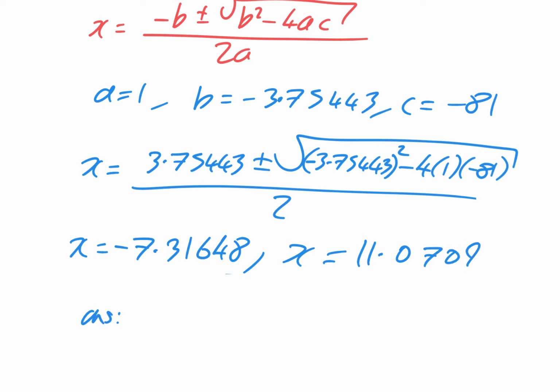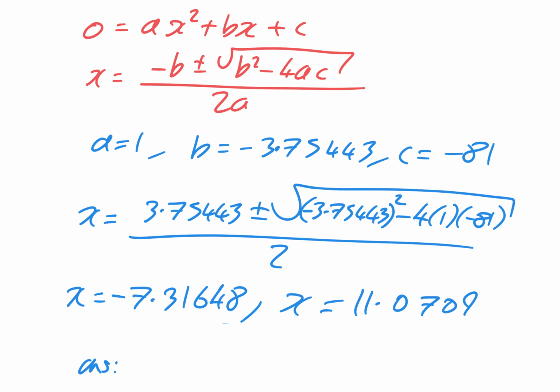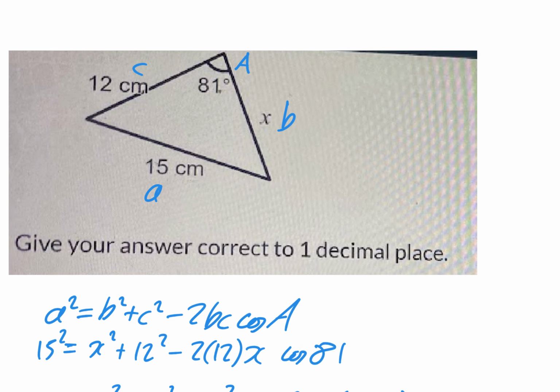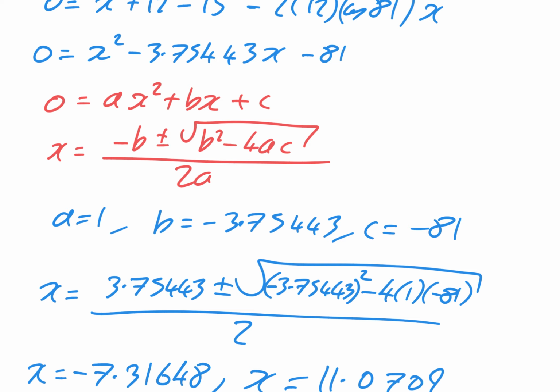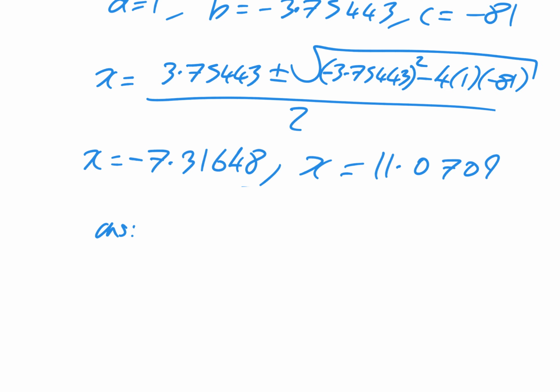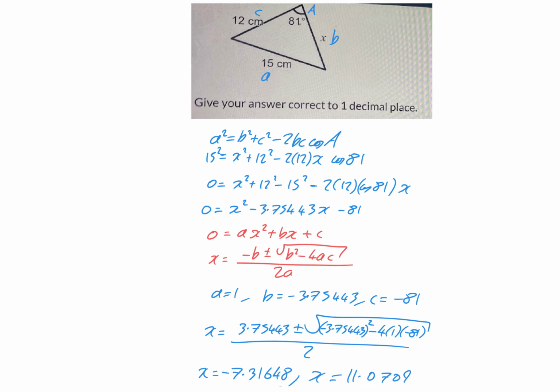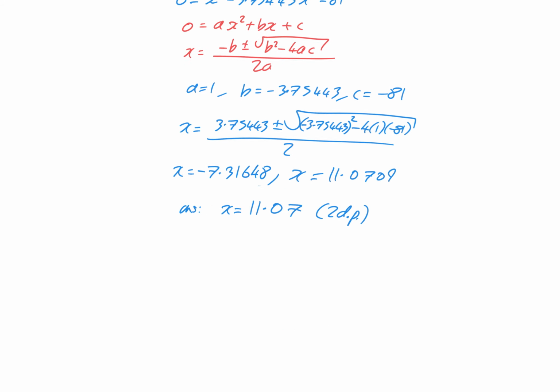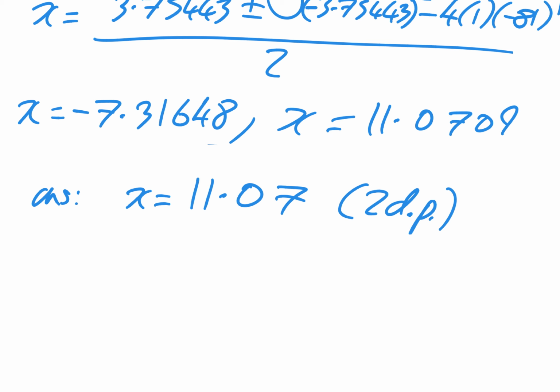So the answer, let's have a think about it. It was a length, so you're not going to have a negative length, so my answer is just x is equal to 11.07, and that was to 2 dp. I can't remember what the units were. We did have units, centimeters, so 11.07 centimeters to 2 dp.